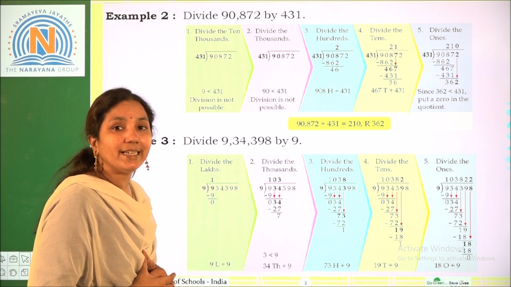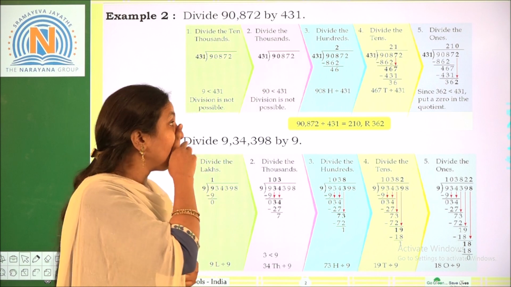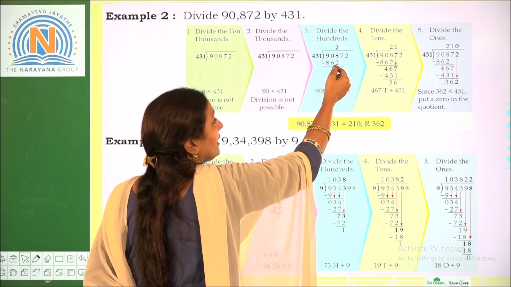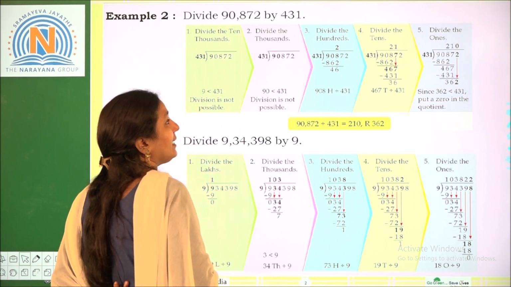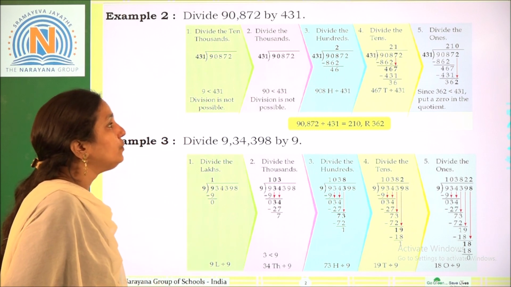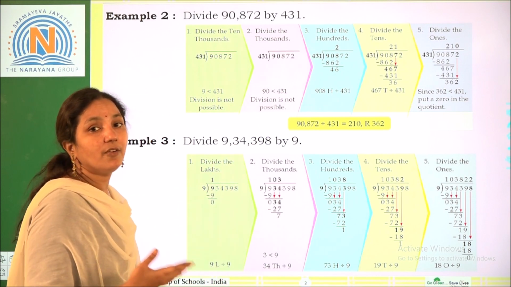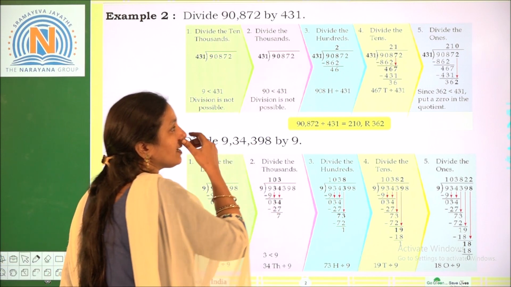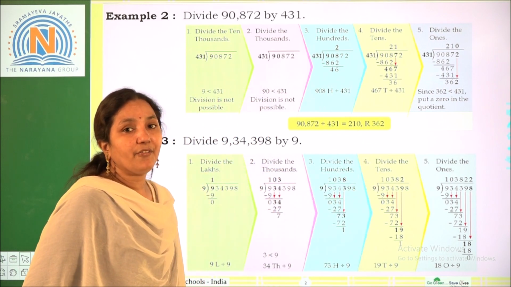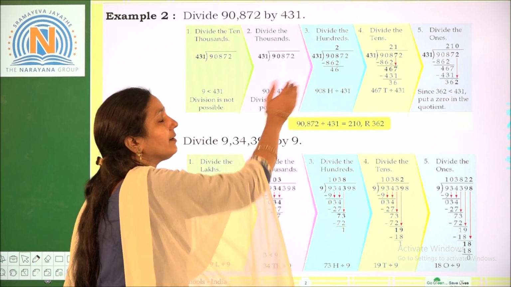How many times can we take? We can take 2 times. 2 431s are 862. If you subtract 908 minus 862, you will get 46. Now can we divide? No, we cannot. Again we have to bring the next digit from the tens column. What is in the tens column? 7. So 467. If you take approximately 2 times, it will be greater, because 862 will come.